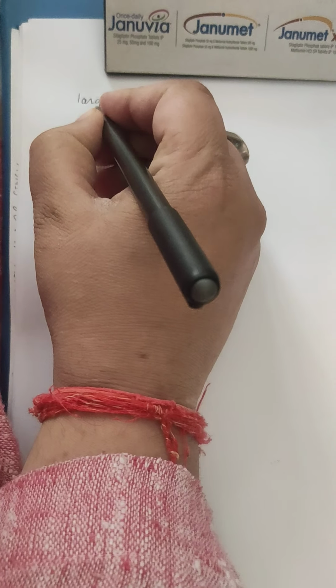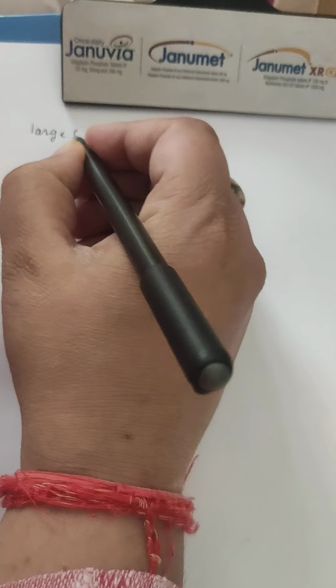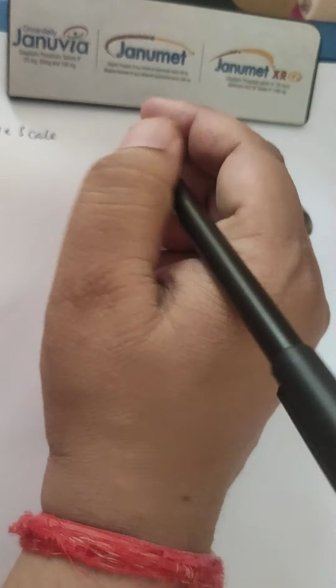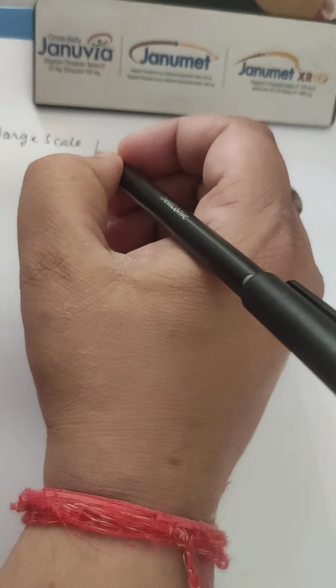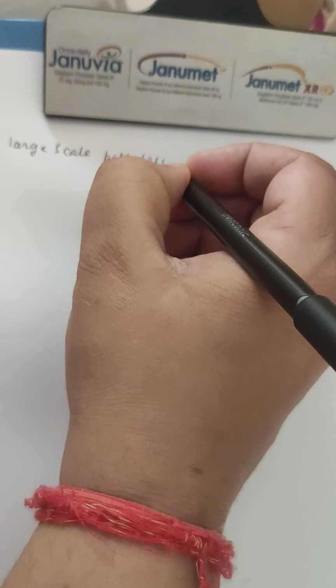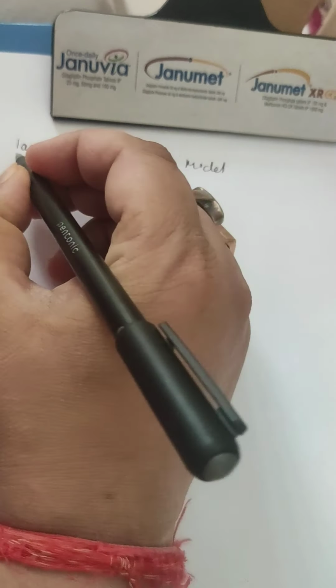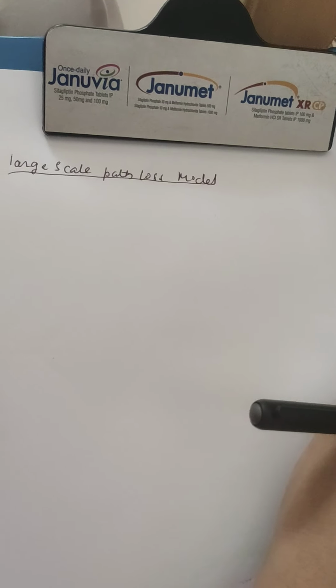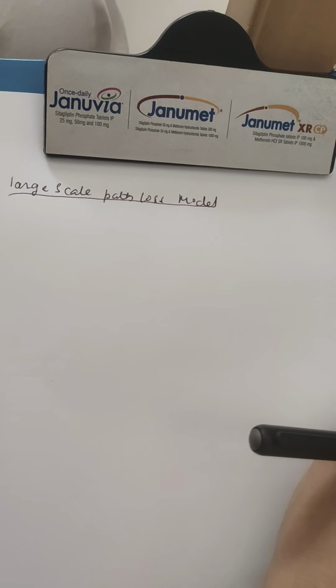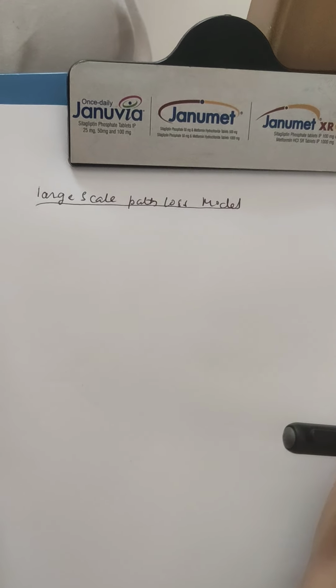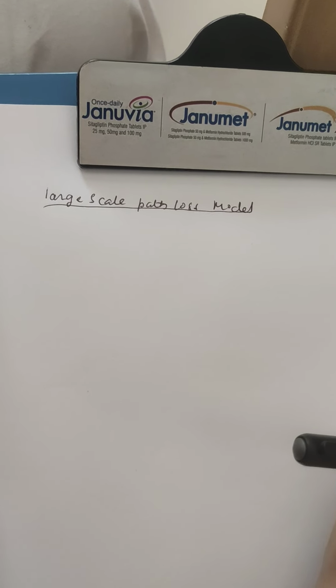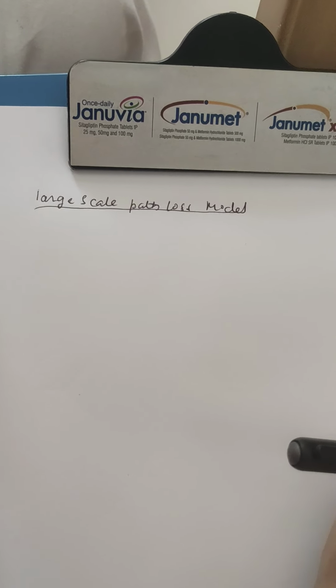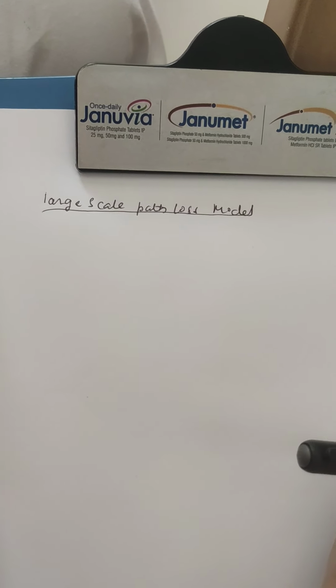We already know the large scale path loss model. In this topic, this propagation model gives an estimate of the mean signal strength of the transmitted signal in order to identify the coverage area when the transmitter receiver distance is very large. So it is called the large scale path loss model.